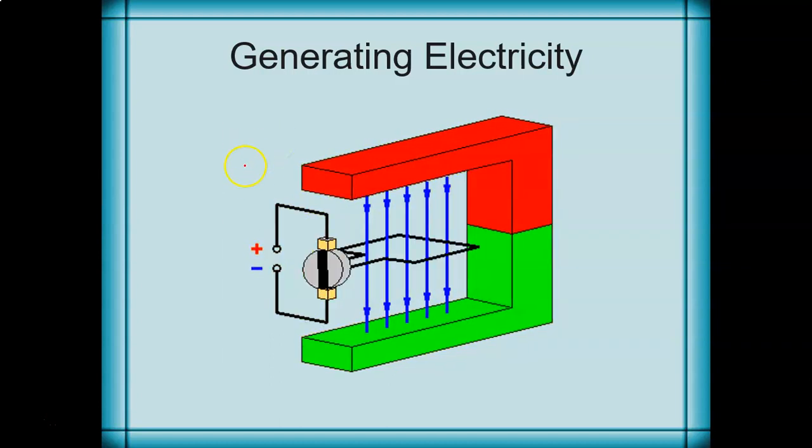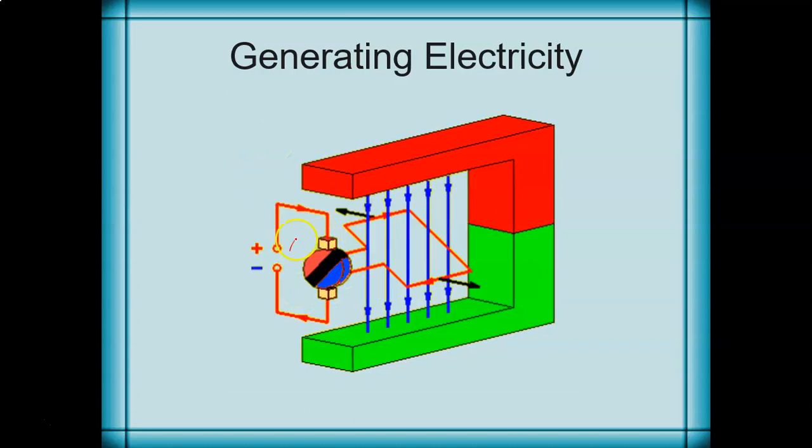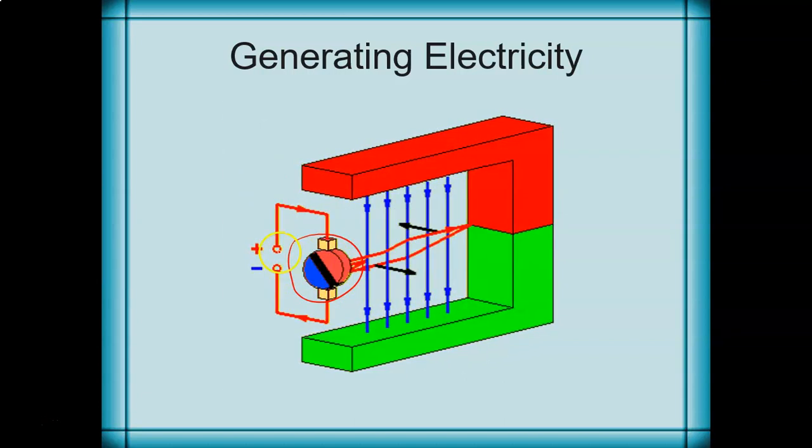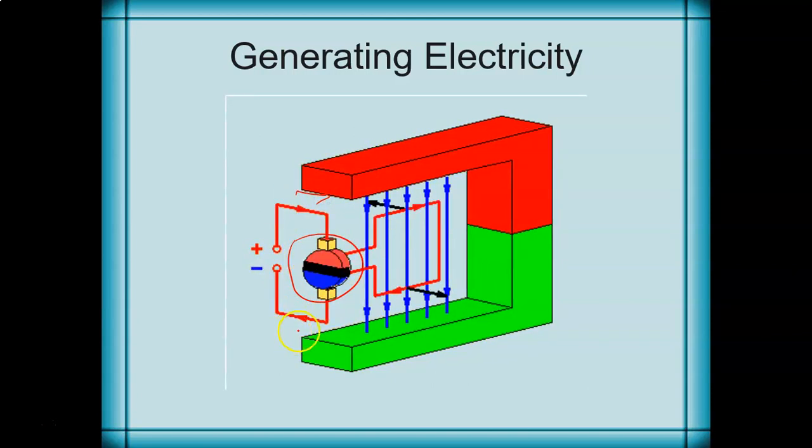Now, if you use a split ring like this, what you're going to see is the current winds up always moving in one direction.